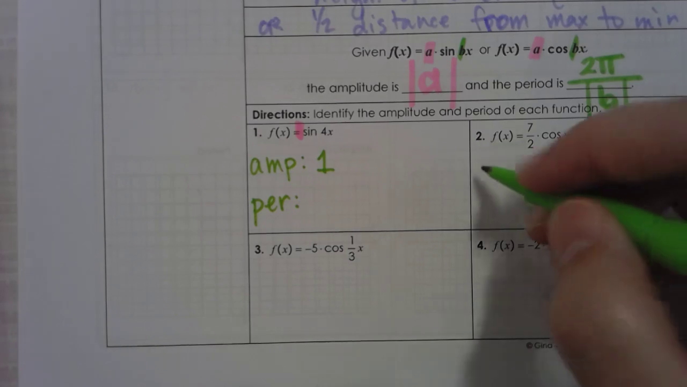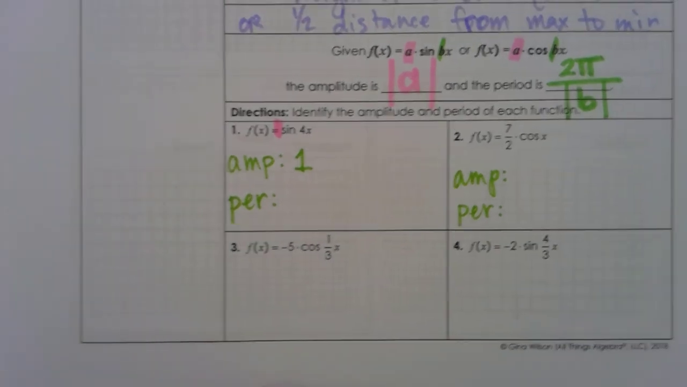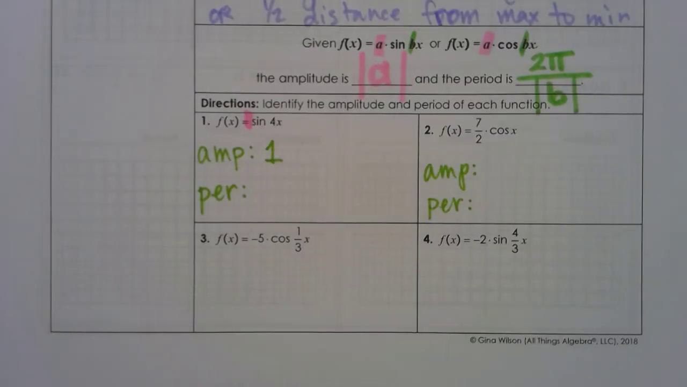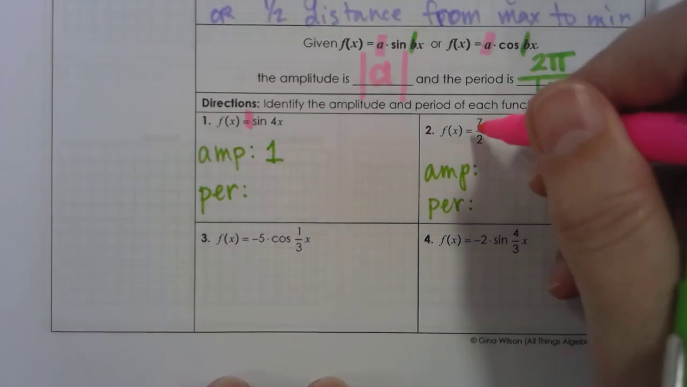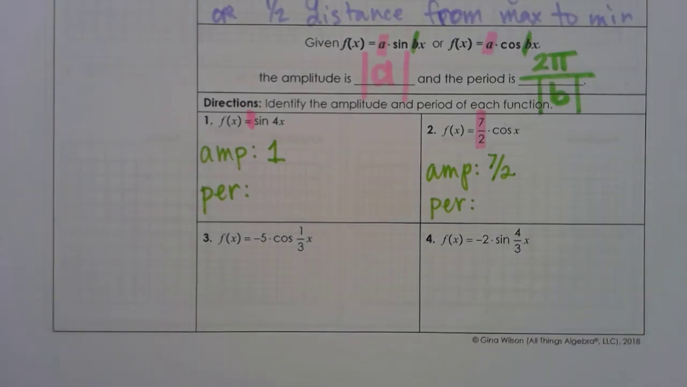Okay. What about over here? Let's do this one. On number 2, what number's in front of the function? 7 over 2. So my amplitude is 7 halves. Now, when you go to graph that, it's kind of hard to graph 7 halves, so we change that to a decimal. 7 divided by 2 is 3.5. So then we would go up to 3.5. Everybody okay? All right.